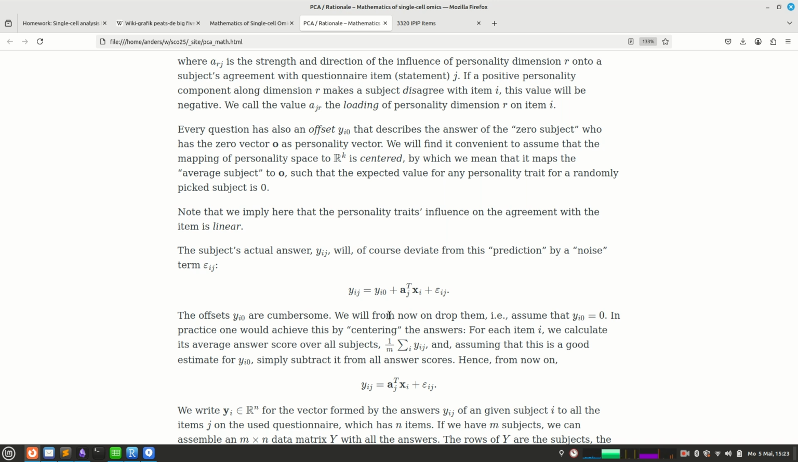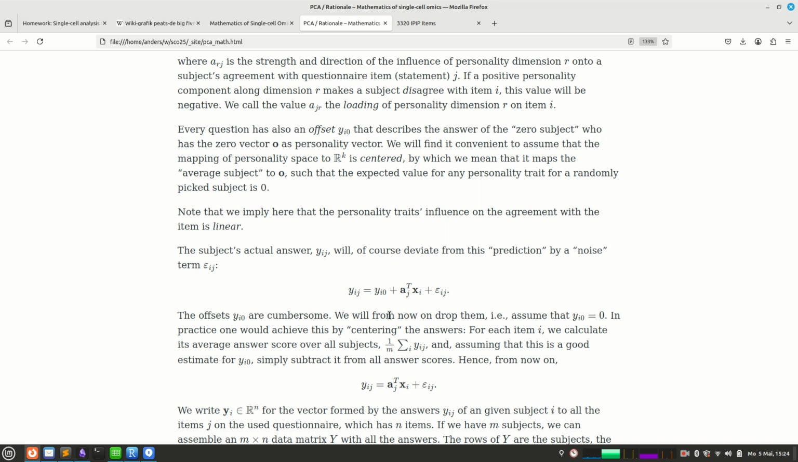That has the advantage that we can drop these offset terms, so we implicitly assume that for each question we have figured out the average answer of the people on this question and subtracted it from the answer score of each subject, so that now the averages are 0 and hence all the offsets can be dropped. This is of course useful because we want to use linear algebra, and in linear algebra the moment you go from a vector space to an affine space you have to deal with all these lines which don't go through the origin anymore, and that always makes life difficult.